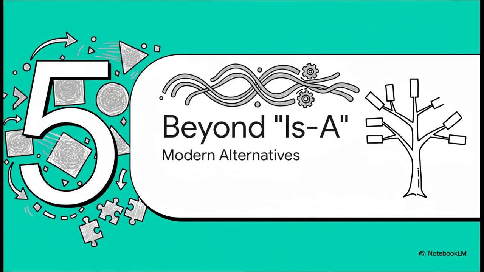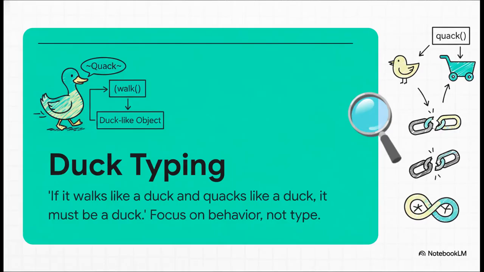All this complexity kind of leads us to a really important realization. Maybe, just maybe, the is-a relationship isn't always the best tool for the job. So let's look at some more modern, flexible ways of thinking. In Python, we have this philosophy called duck typing. The idea is that we don't really care about what an object is, like its official class name. We care about what it can do. So if an object has a .quack method and a .walk method, well, for our purposes, we can just treat it like a duck. We don't need to force it to inherit from some official duck class.